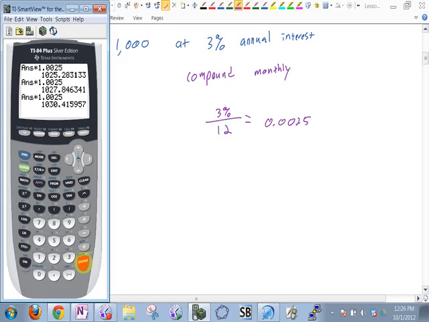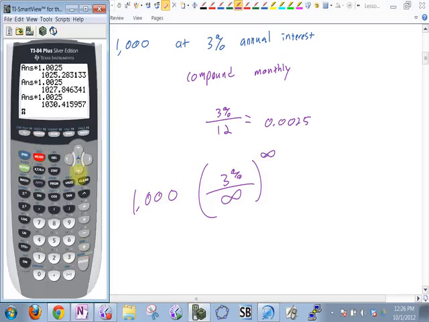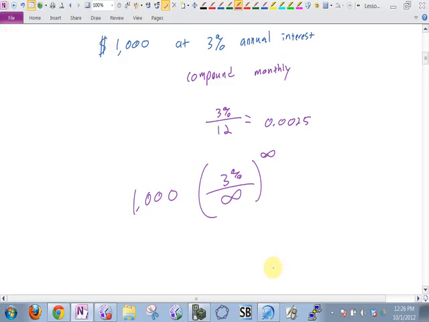How many times do banks actually compound your investment in the year? Oh, more often than that. Infinitely many times. It's called compounding continuously. So what this means is, if I were to take this 3% and divide it by infinity, but then raise that to the infinity power, and multiply that by my $1,000 investment, that would essentially be how much money I get. Okay? And then somehow that ends up bringing in the number e. Crazy. How is that e?